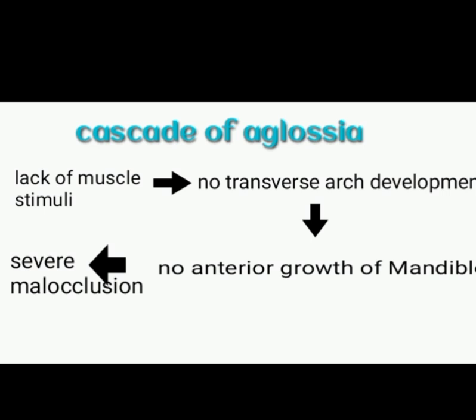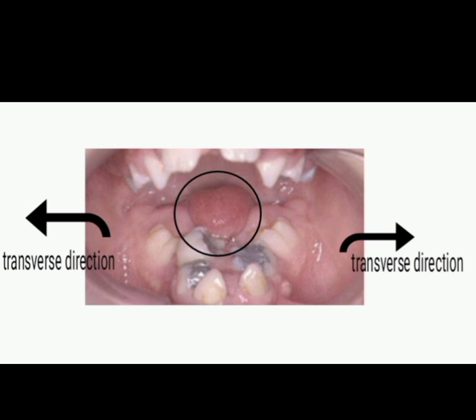Now let's learn the cascade of aglossia. The tongue is very rudimentary, due to which there will be lack of muscular stimuli, which interrupts the transverse arch development. This will affect the anterior growth of the mandible and thus causes severe malocclusion. In this picture, you can see microglossia, the lack of development of the mandible and severe malocclusion.